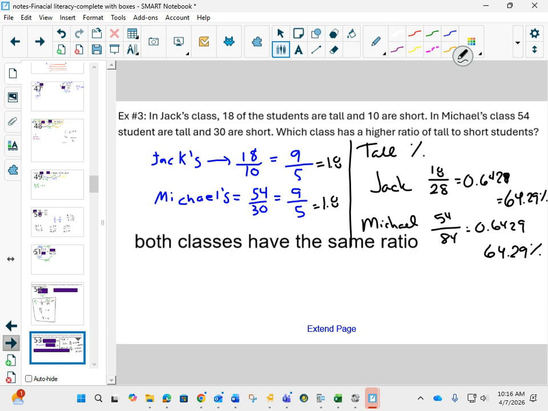Would it matter if you do percentage over ratio? No, in this one, which is the higher ratio, you'd get the same answer both ways. It did ask which has a higher ratio, so it makes sense to look at the ratios because that's what the question had mentioned, but both would be right.